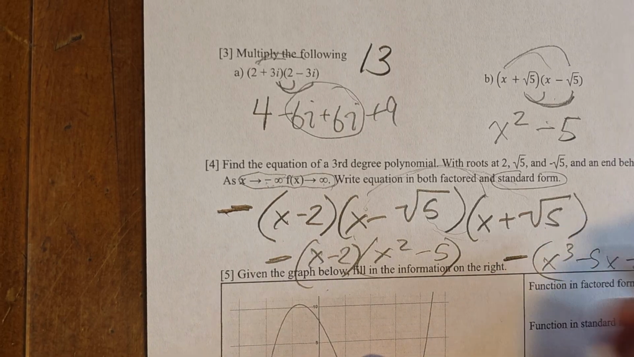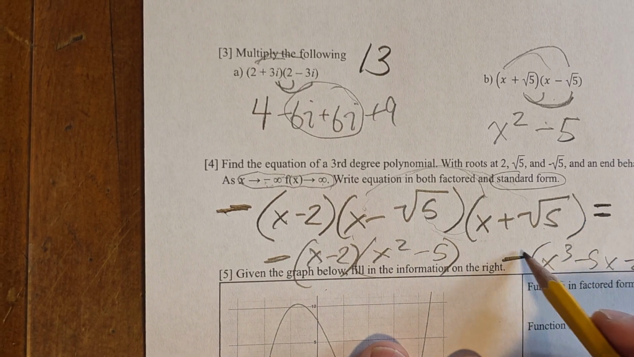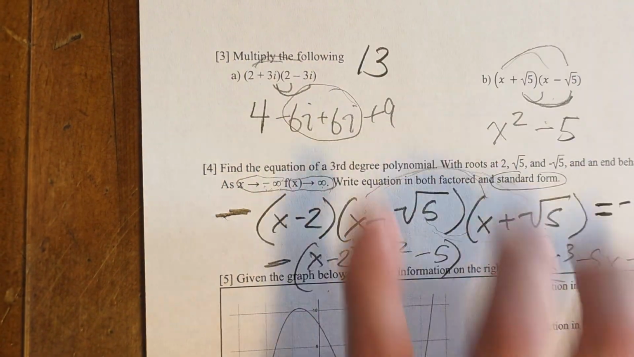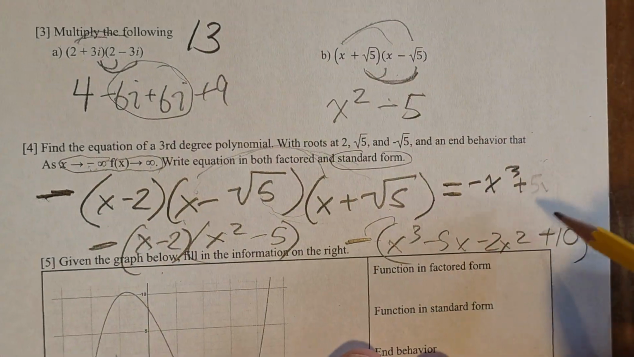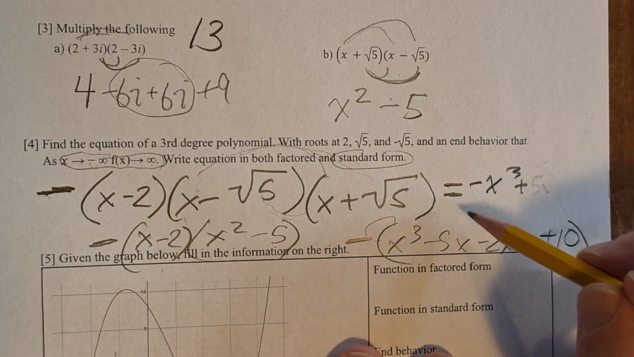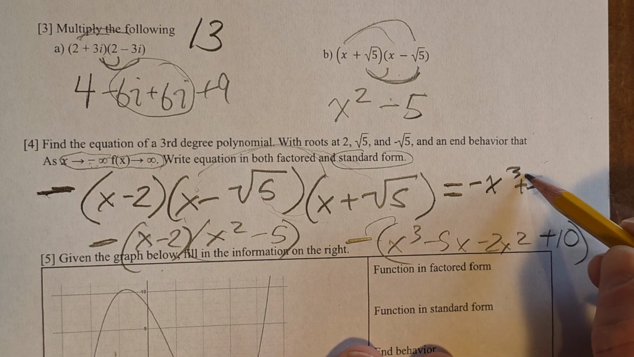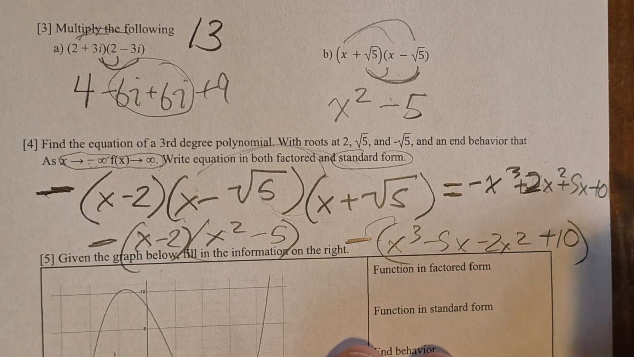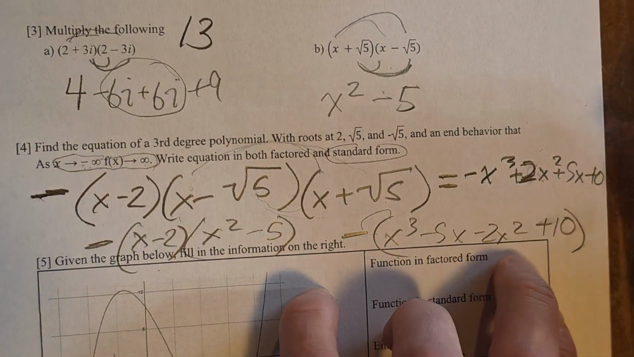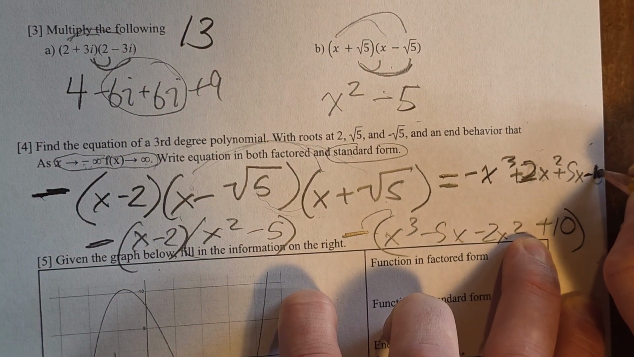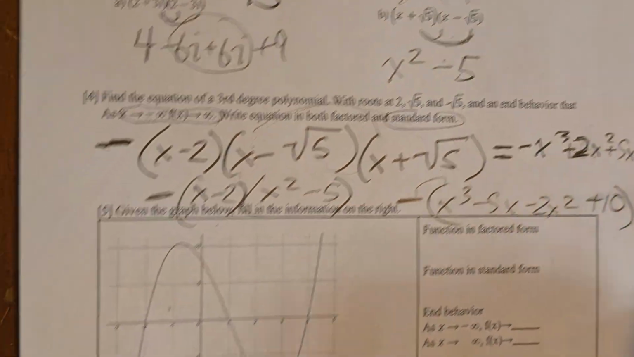But don't forget to multiply this in. So it's actually negative x cubed, positive 5x. Oh! Let's put them in order, shall we? Positive 2x squared, positive 5x, negative 10. That looks better.